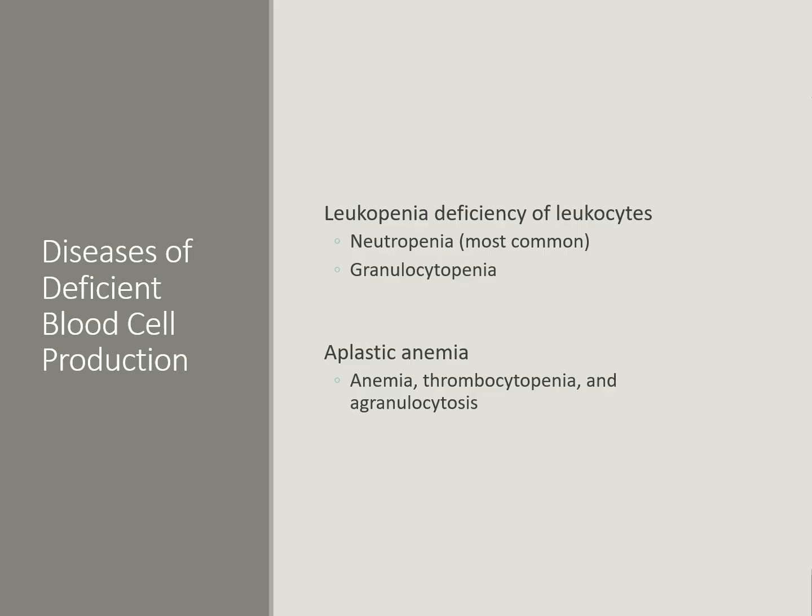So if we have someone with a decrease in the number of neutrophils, or neutropenia, it places them at really high risk for infection. We had already talked about aplastic anemia a bit too when we talked about different types of anemia. But if you remember, aplastic anemia causes anemia, thrombocytopenia, and agranulocytosis. And so we'll see a deficiency in white blood cell production, but we also see deficiencies in red cells and platelets.